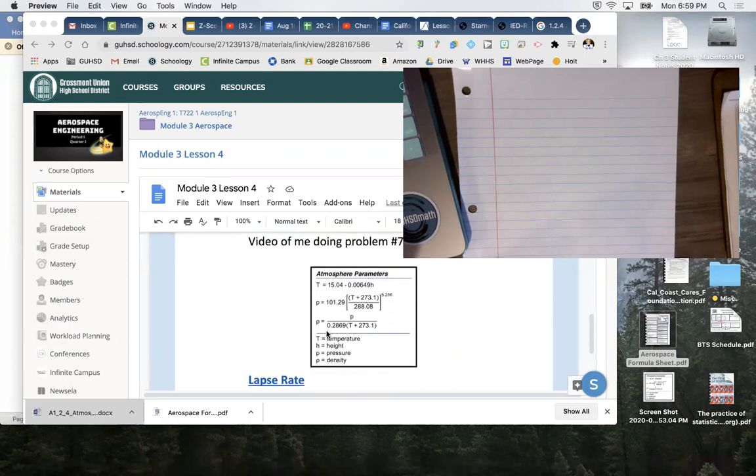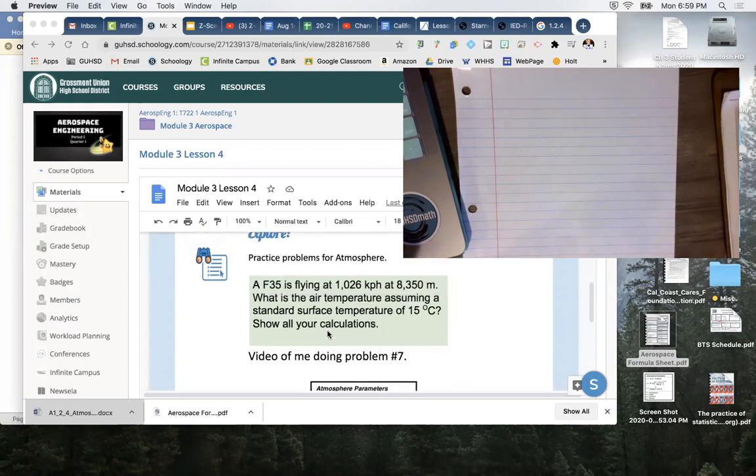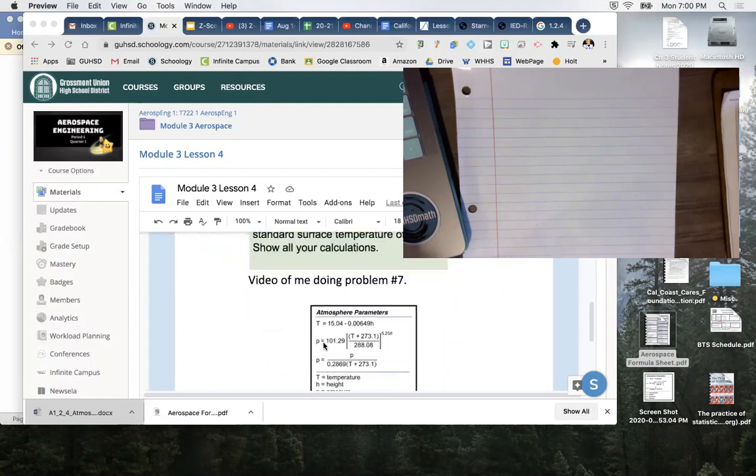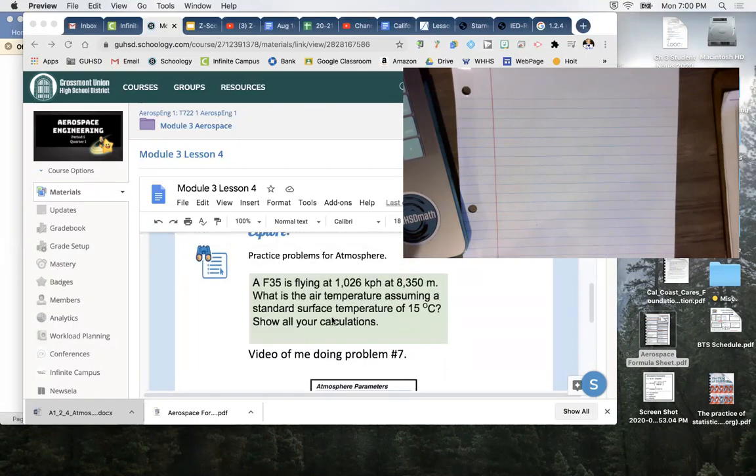So I'm going to go ahead and do the very first problem of your practice tonight, which talks about an F-35 that's flying at 1,026 kilometers per hour at 8,350 meters high. And it asks for the air temperature, assuming the standard surface temperature of 15 degrees Celsius, which is already built into the equation here, 15.04. And we are to show all of our calculations.